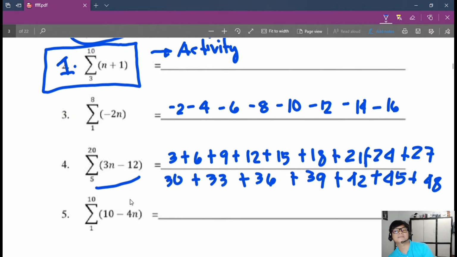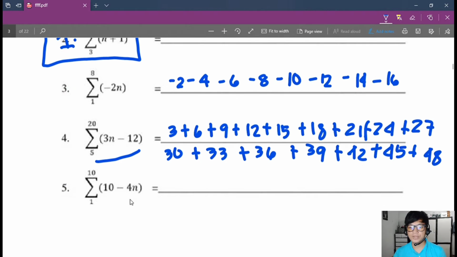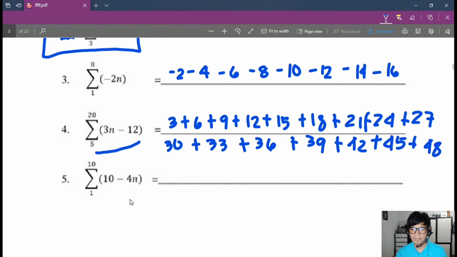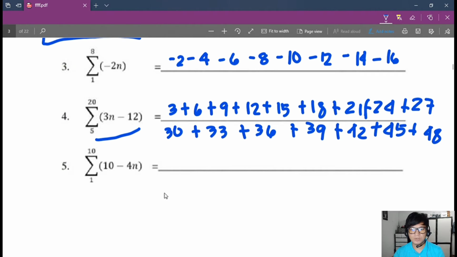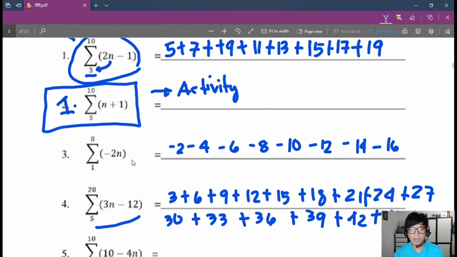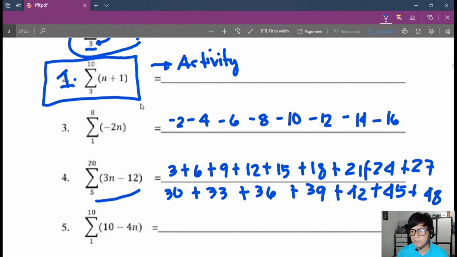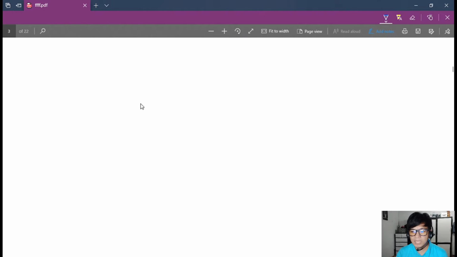Okay, simple as that. So, ganun lang i-present ang sigma notation into arithmetic series. Okay, so una natin sagutan itong number 5 because easy. So, huwag kalimutan ha, itong number 1 is your number 1 for today's activity. Number 1. So, meron pa tayong dalawa mamaya. Let's proceed.